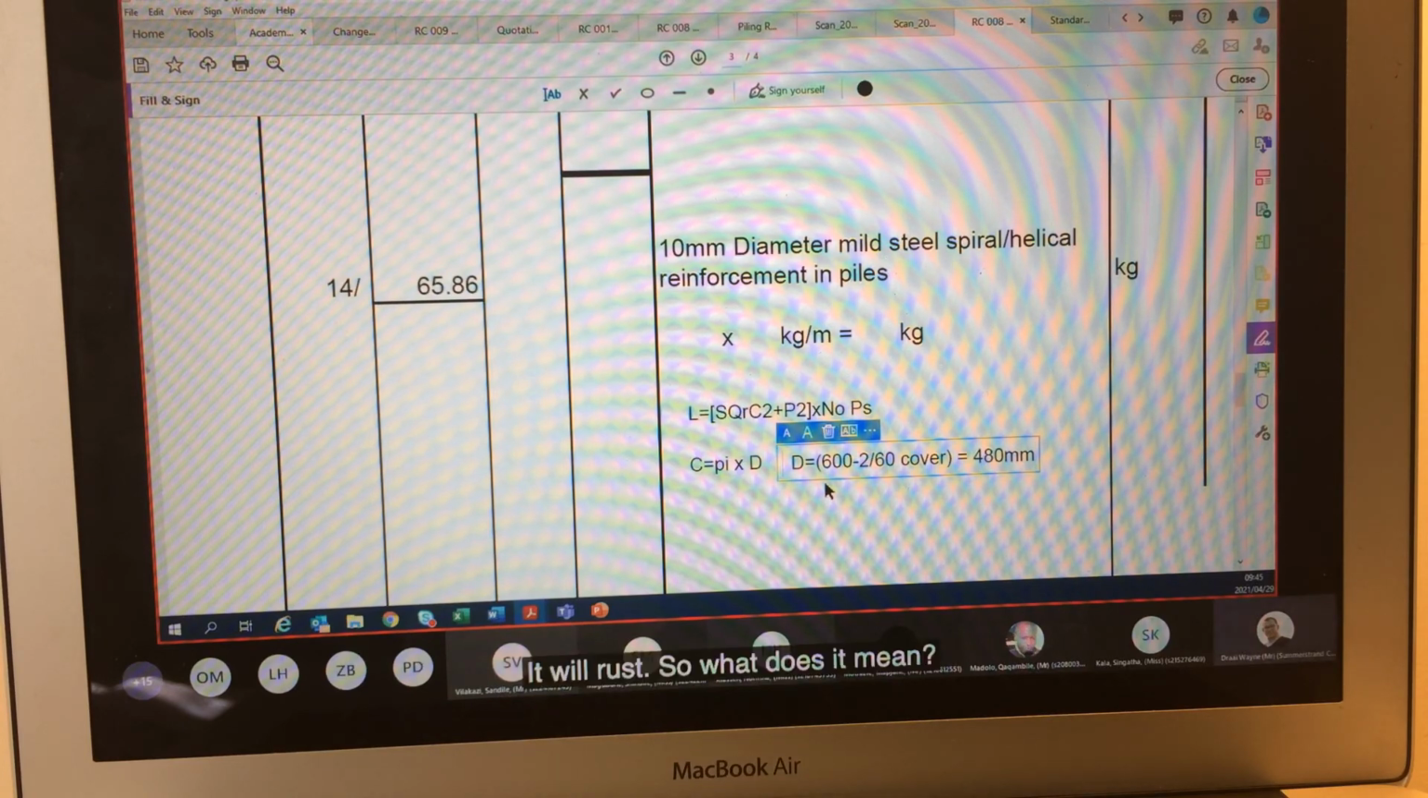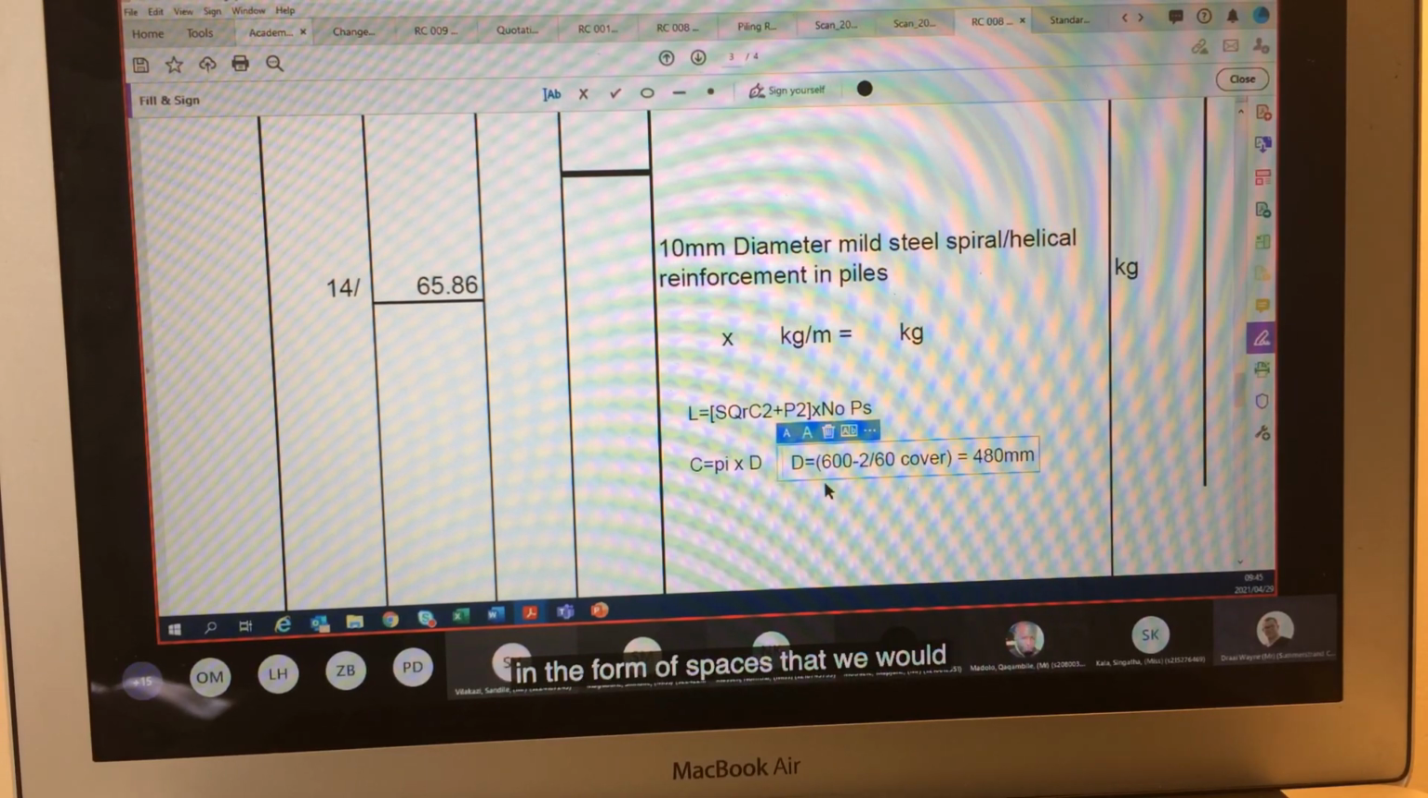It will rust. So what does that mean? It means that we need to have cover in the form of spacers that we would have on there. In this instance, we would work with 60 millimeter cover, and you'd be told what the cover is that you need to have. So my diameter for my spiral would in this instance therefore be 480 millimeters.